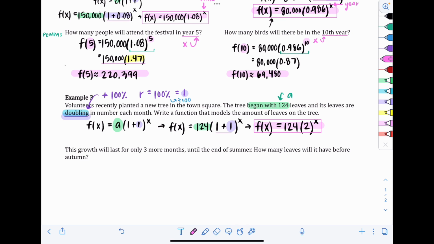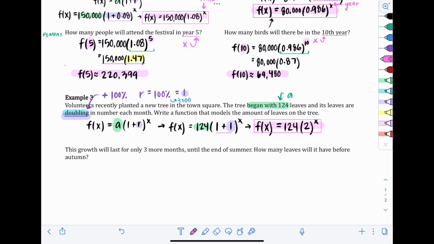Okay, so last little part. This growth will only last for 3 more months until the end of the summer. How many leaves will it have before autumn? So they plant the tree, and then the leaves are growing, but at a certain point it's going to be autumn and the leaves are going to fall out. So they're saying that time frame that it has before the leaves start falling out is 3 months. So we just need to figure out how many leaves it has in 3 months.